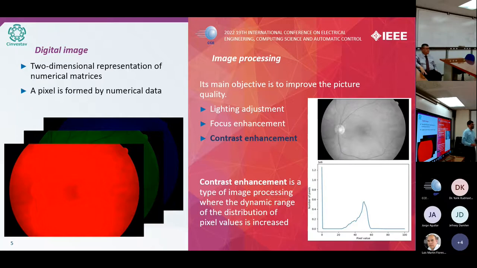Due to the difficulty in taking digital photographs in medical imaging, their most common problem is low quality. However, image processing is a solution for that. The main objective of image processing is to improve the picture quality, adjusting either the lighting, the focus, or the contrast. In this work, we develop a system that makes a contrast enhancement that, as I said before, is a type of image processing where the dynamic range of the distribution of pixels is increased. In this figure, we can see this dynamic range in the shape of these graphs.